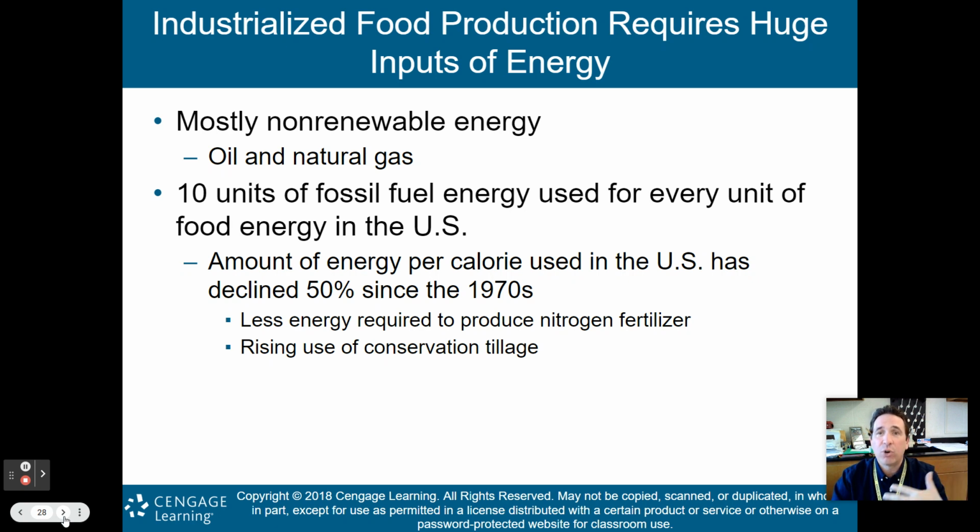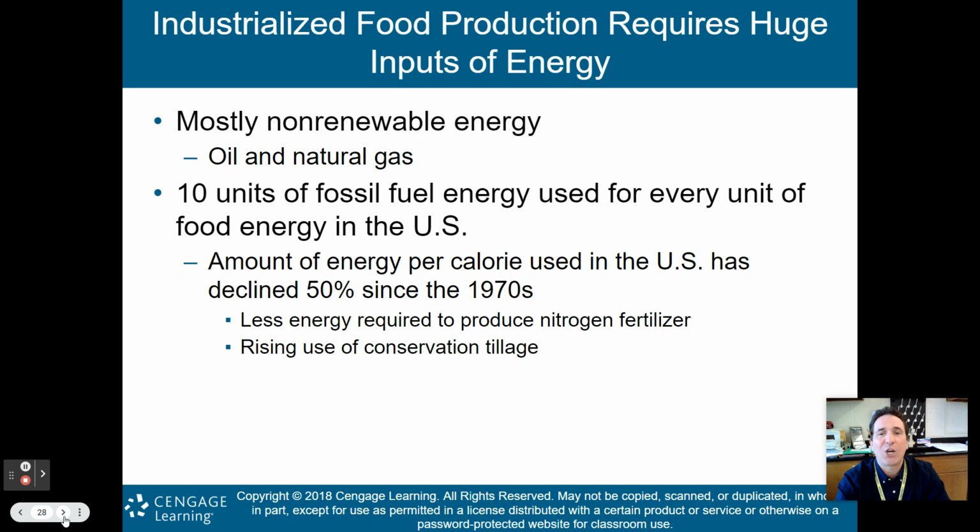All three require huge inputs of energy. That's why we call them high input. Most of them, unfortunately, are non-renewable energy sources like oil and natural gas. You need 10 units of fossil fuel energy for every 1 unit of food energy in the United States. Think about that. So for 1 unit of food energy, you need 10 units of fossil fuel energy to create that 1 unit. That is not good. That is obviously not where we need to be.